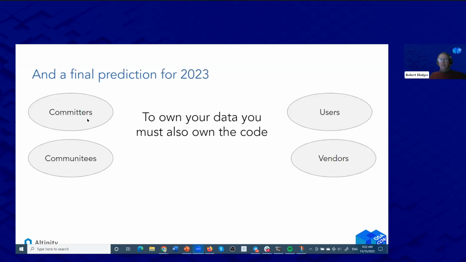And the reason is that it's no good having a bunch of files out there in S3. You need to have software to access them. Therefore, in order to own your own data, to be able to hold on to it and gain value from it, you must also own the code.